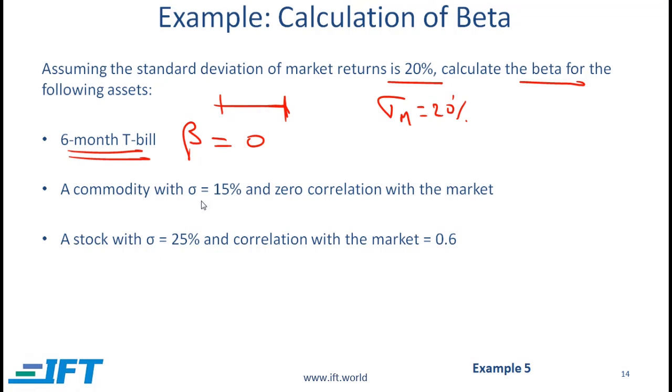A commodity with a standard deviation of 15% and 0 correlation with the market. Here the return is not known because we have a standard deviation of returns, but the correlation with the market is 0.